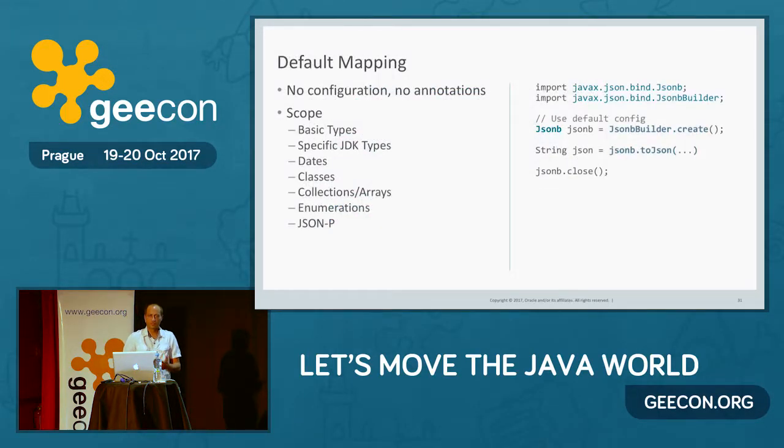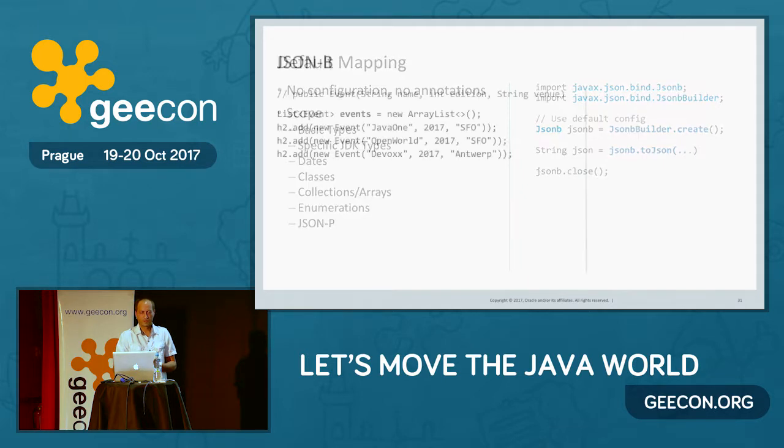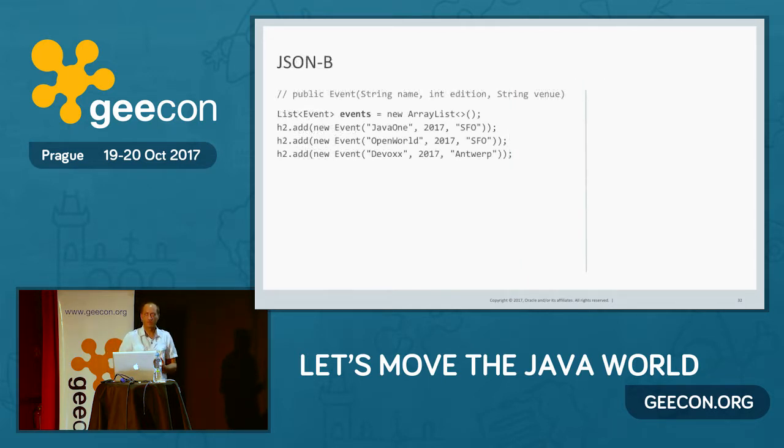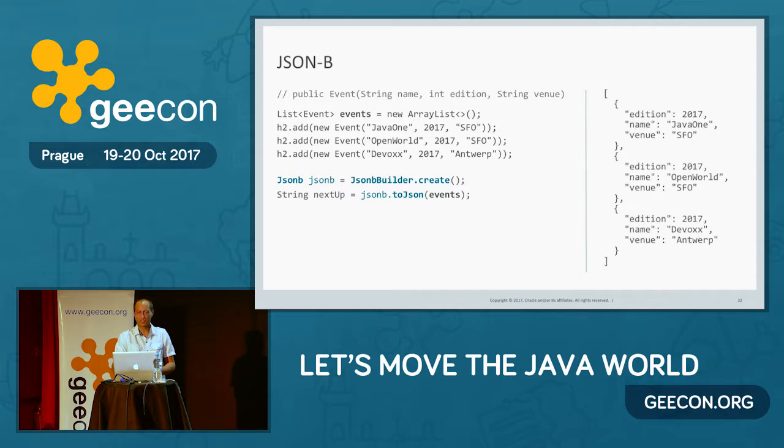As for defaults, there are some default mappings. So if you have some Java beans or some simple POJOs, then you can just use JSON-B to serialize them to JSON. For example, if we have some list of events and we want to serialize it to JSON format, we can just create a JSON-B instance using JSON-B builder and call to JSON. In the end, we end up with a JSON document like this. It may not be formatted this way, but the content will be the same.